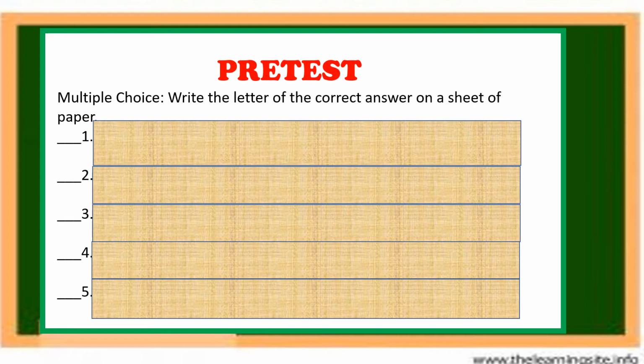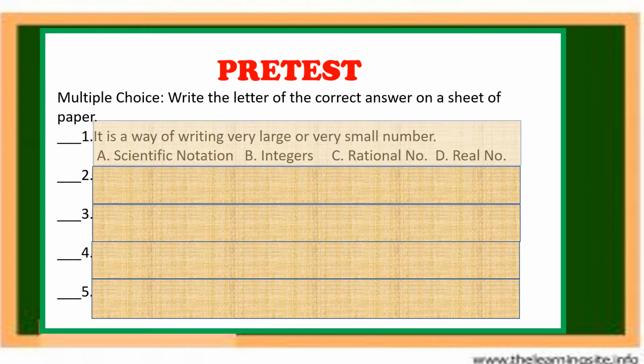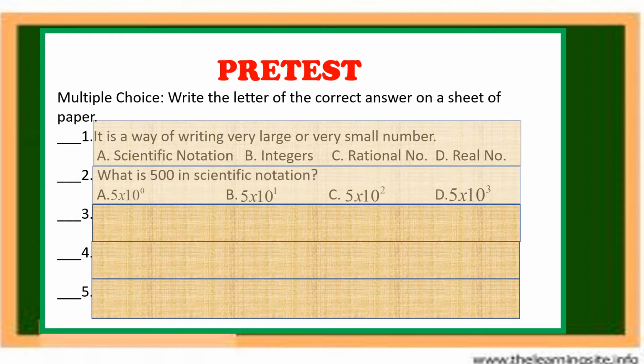Test, multiple choice. Write the letter of the correct answer on a sheet of paper. Number 1, it is a way of writing very large or very small numbers. Letter A, scientific notation. Letter B, integers. Letter C, rational number. Letter D, real number. Number 2, what is 500 in scientific notation?